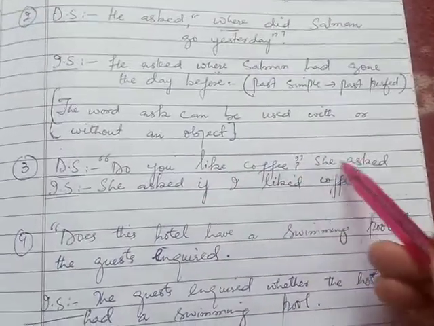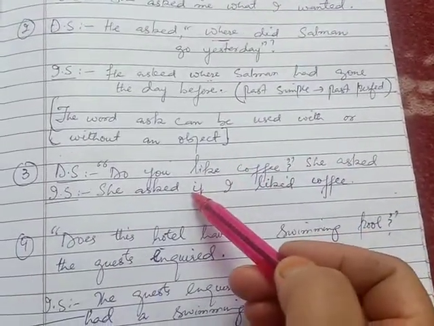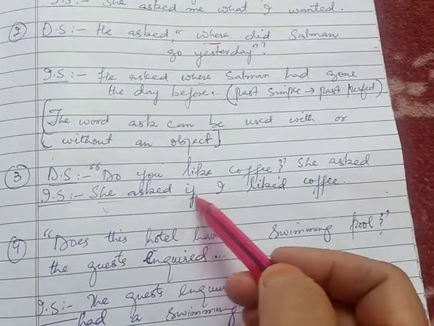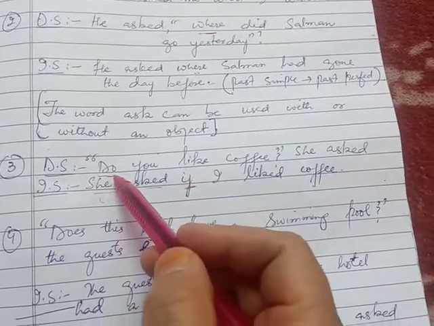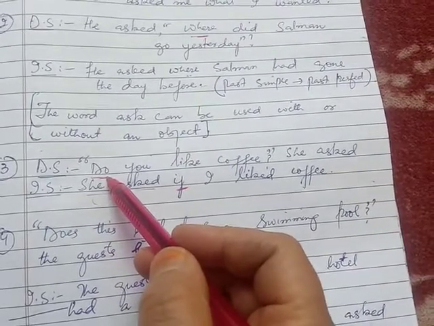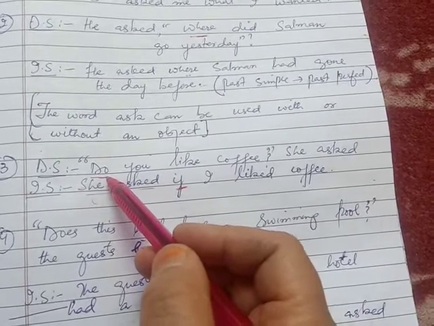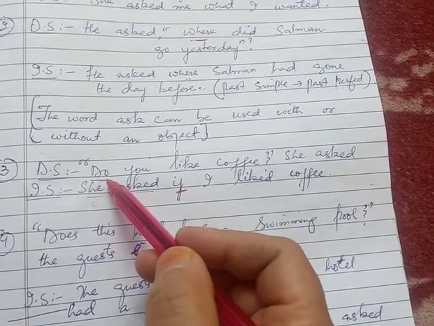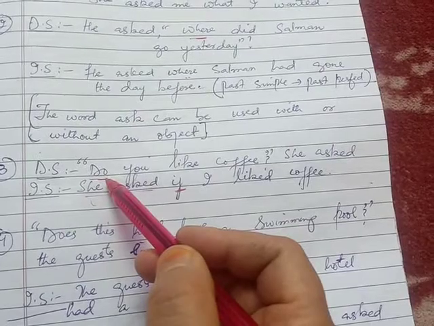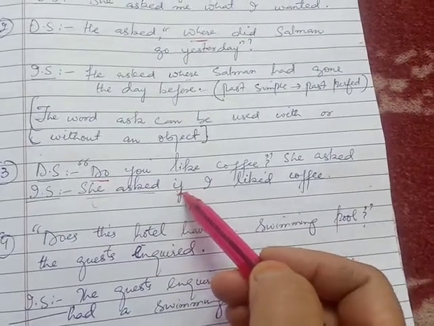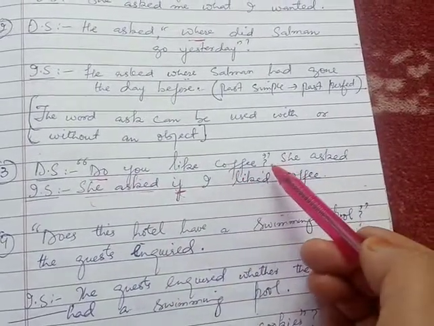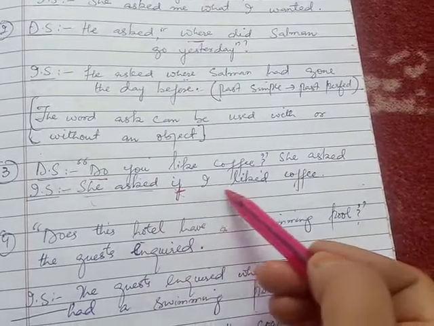Another example: "Do you like coffee?" She asked. When we will convert it into indirect speech: She asked if I liked coffee, because here do is a finite verb. I told you that when the question begins with a finite verb such as is, or, do, will, can, etc., we have to introduce if or whether.